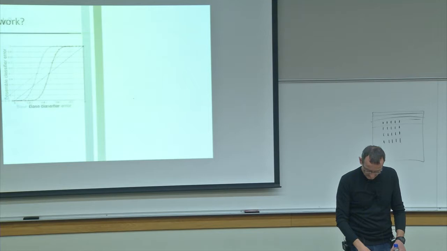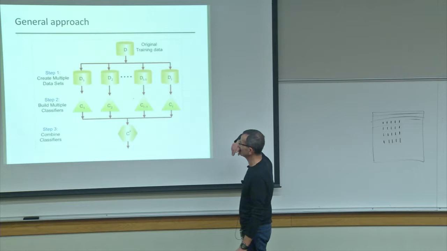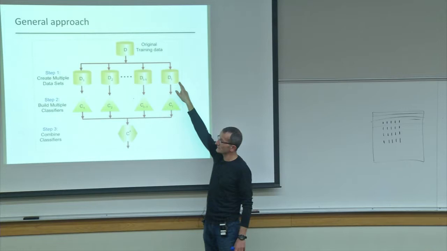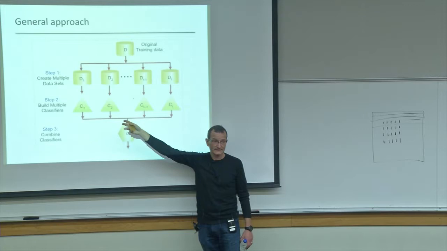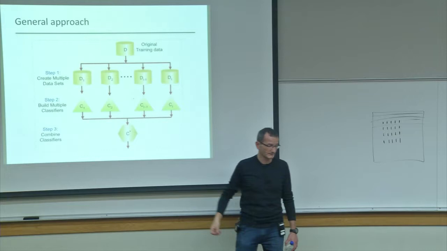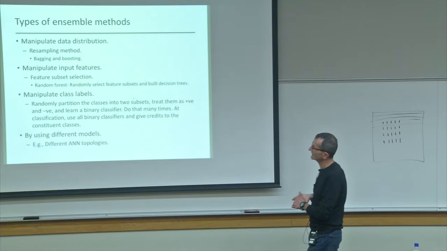So the basic approach, the common way of building those ensembles, is I have my original training set. I somehow generate a bunch of subsets of the original training set. I build classifiers on them, and then I combine those classifiers to give me the prediction. The approach to create the training sets is to manipulate the data distribution, like resampling methods.